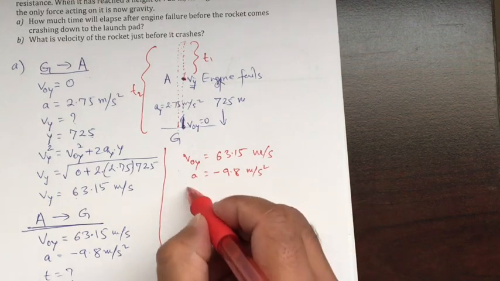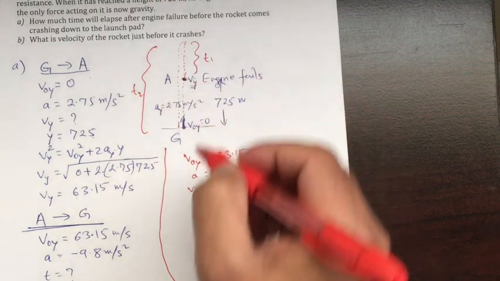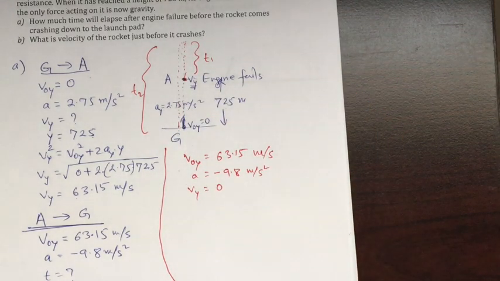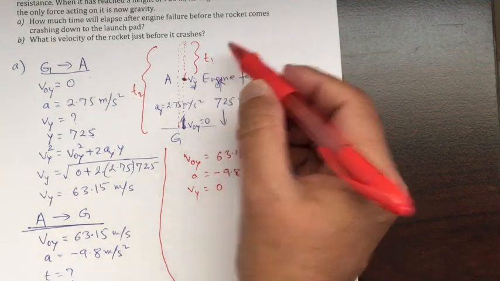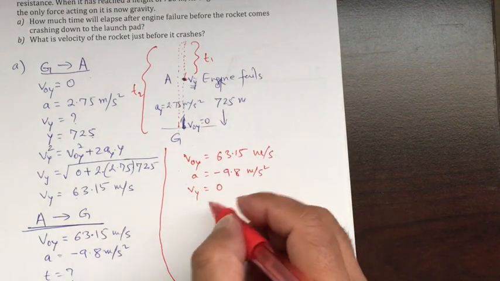Okay, but your final velocity Vy here is what? 0, because from here to there is 0. This one we don't know, but from here to here is 0. Okay, all right, so what else? Three things are known there. You can easily find time 1, right? So 1, 2, 3. Okay, you can easily find time 1.